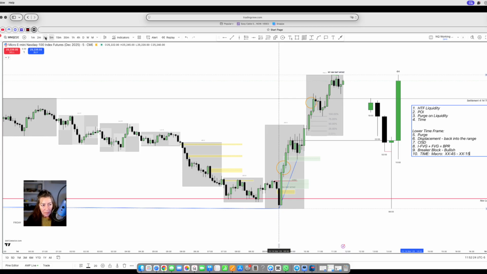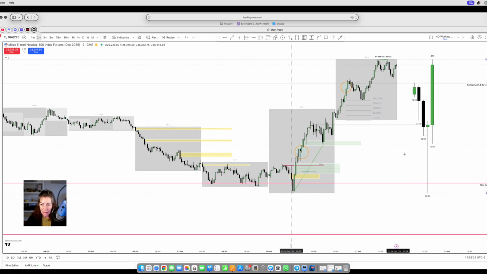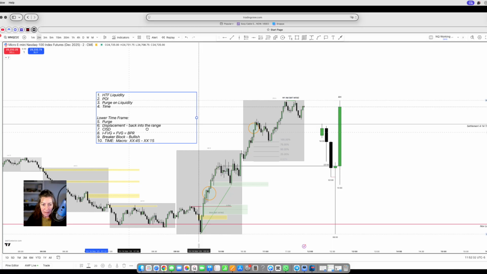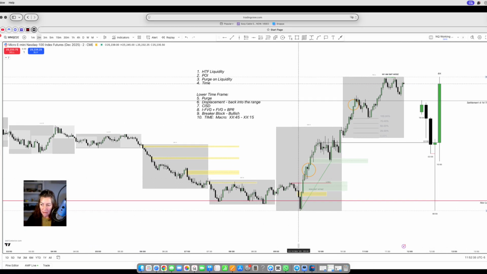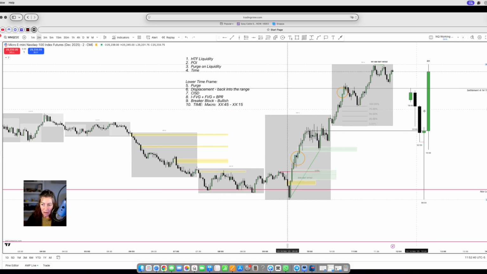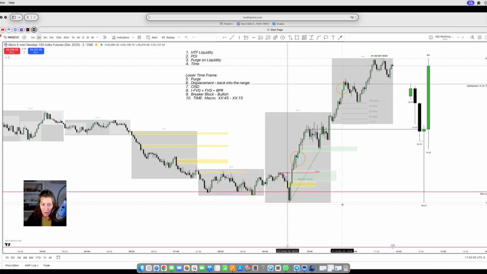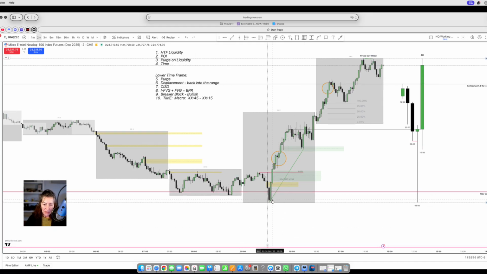Okay, so let's jump down now to the 2-minute time frame, and let's see if we can find these confluences that will tell us that a smart money reversal is coming into play. And then we'll talk about the 4-hour candle and how I use that. So we've got our purge, so that's a check. Do we have displacement back into the range? Well, we have beautiful displacement. See these nice tall green candles back into the range? That's displacement. That tells us that IPDA wants to move.